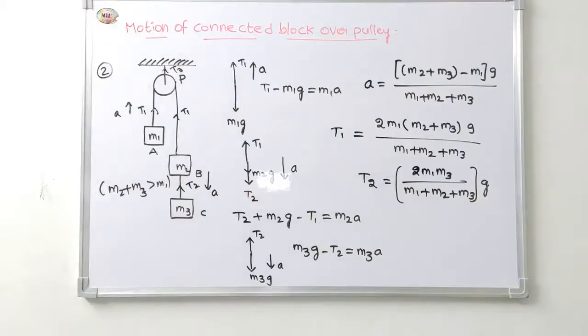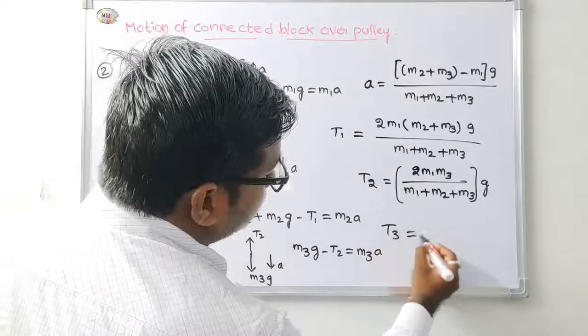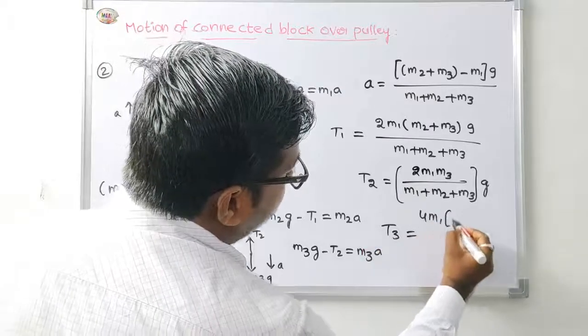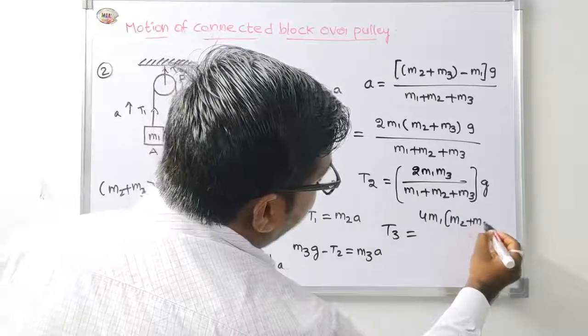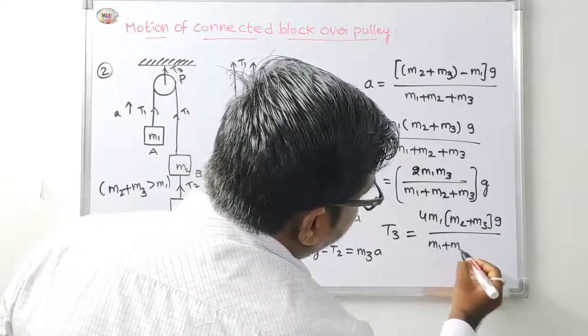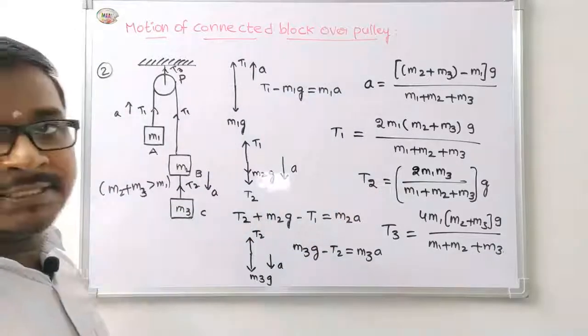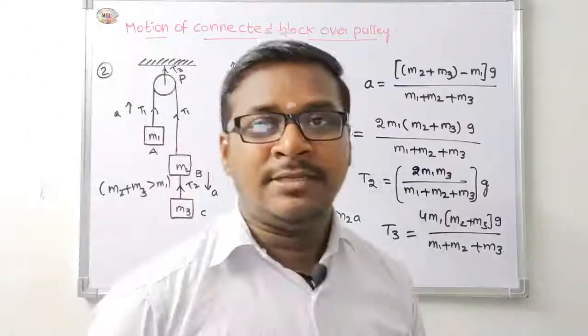The next is T3, which is equal to 4 m1 into m2 plus m3 into g by m1 plus m2 plus m3. This is the second condition, the second case.